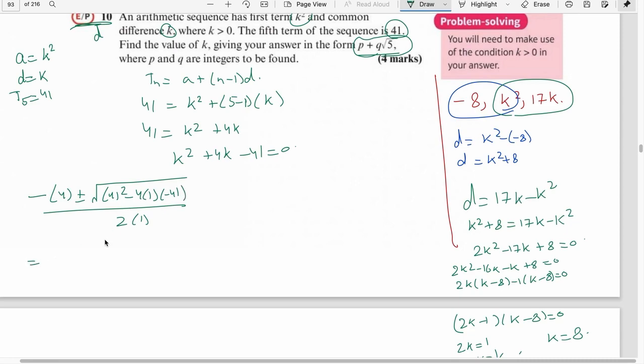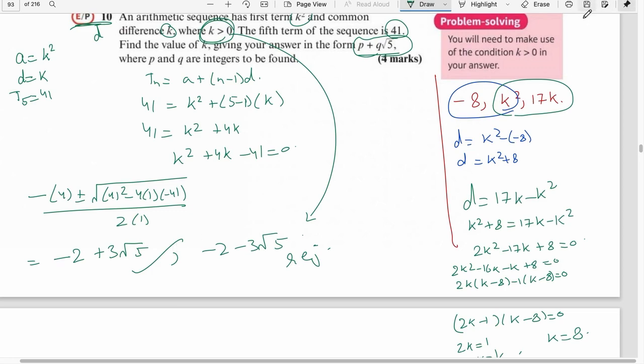Using the calculator, minus 4 plus square root of 4 squared minus 4 into minus 41, by 2, and I'm getting negative 2 plus 3 square root 5, and the second one is negative 2 minus 3 square root 5. The condition was that k is greater than 0, so this is rejected and this is our answer. Any confusion?